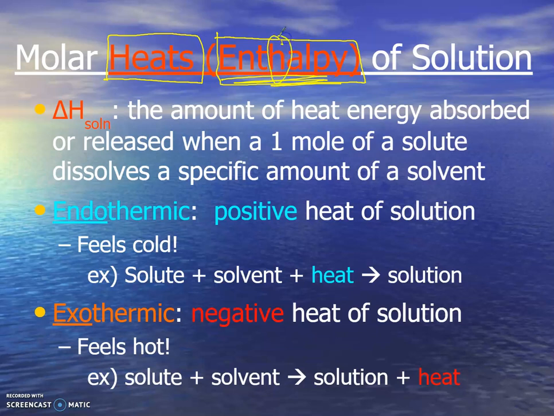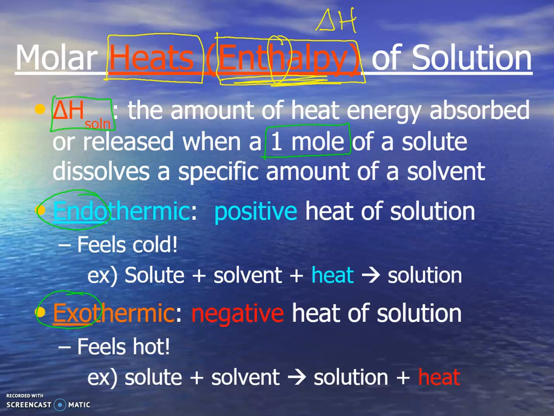So enthalpy has an H in it, so they talk about the change in enthalpy, the change in heat, the change in energy of your solution. Okay, so what you'll see down here is this delta H SOLN for solution is the amount of heat energy absorbed or released when 1 mole, because everything's based off of a mole, of a solute dissolves in a specific amount of solvent. And then this is where we get whether we have our endo or exothermic reactions, which is what we were talking about in the very beginning of all of these videos.